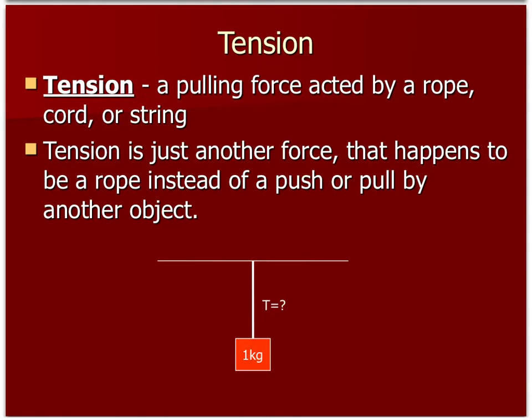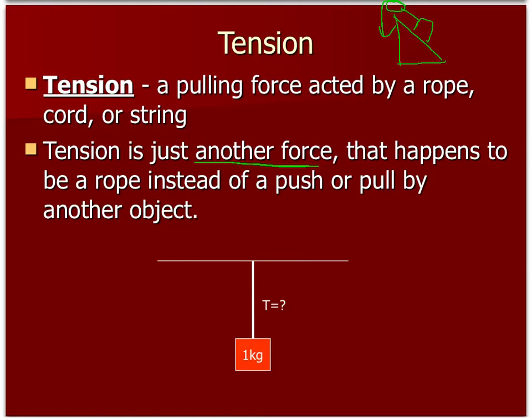All right, so when you see tension, don't get nervous. Tension is just a pulling force exerted by a rope, cord, or string, and we've seen tension before. You just didn't realize that it was tension. For example, we looked at an inclined plane problem with a block on it that had a string attached to a pulley. There was actually tension in that string, and we just called it an applied force. So tension is just another force that happens to be acting through a rope, a cord, or a string, rather than a push or pull by another object.